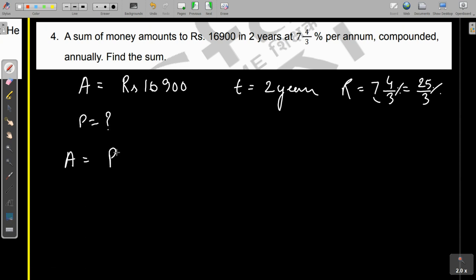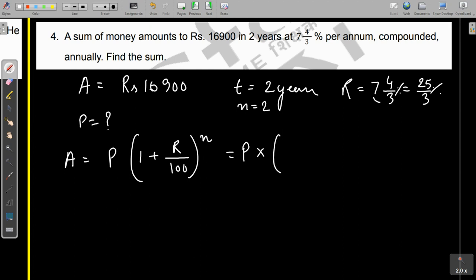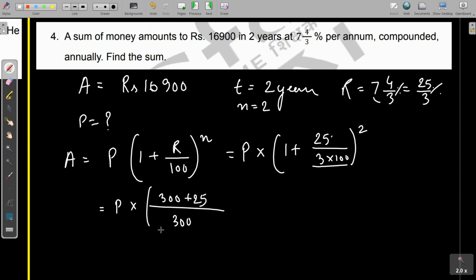Now, we know the formula for amount is P times (1 plus R by 100) power n. The T becomes n because there are two years and it's compounding annually. Now, by putting the values, we don't know the value of P, so it's just going to remain P multiplied by 1 plus R, which is 25 upon 3, and the denominator 100 can be written along with 3. Then we have n is 2. We can just keep it as it is. So this becomes 300 plus 25 over 300, squared. This can be written as (325 by 300) square.